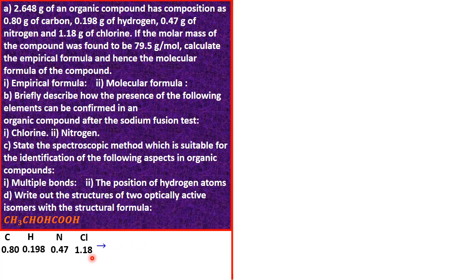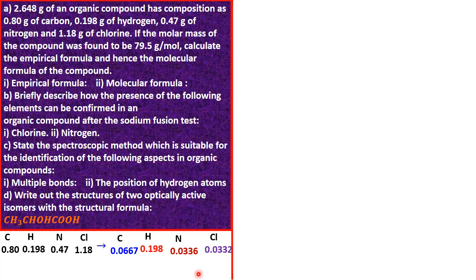If we do that, we have for carbon 0.0667 to 4 decimal places. That of hydrogen is still 0.198. That of nitrogen is going to be 0.0336. That of chlorine becomes 0.0332. So guys, this is simply their mole ratio. These figures are called their mole ratio because moles is given as given mass over molar mass. The given masses have been divided by their molar masses, so this is what we have.